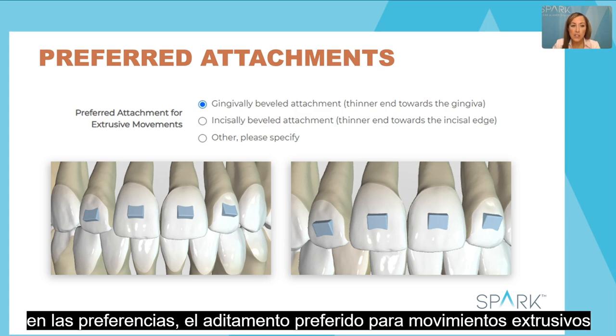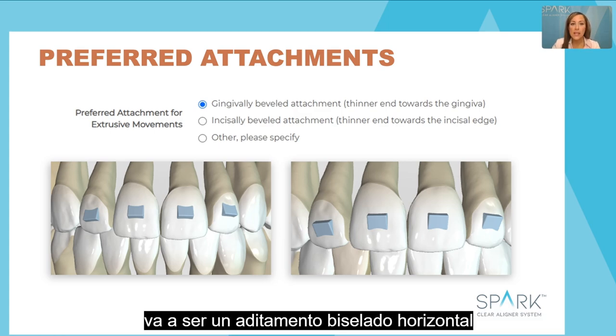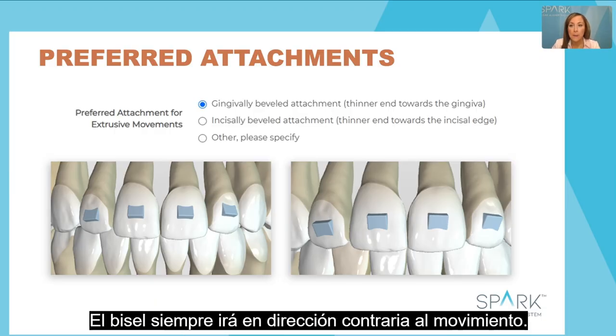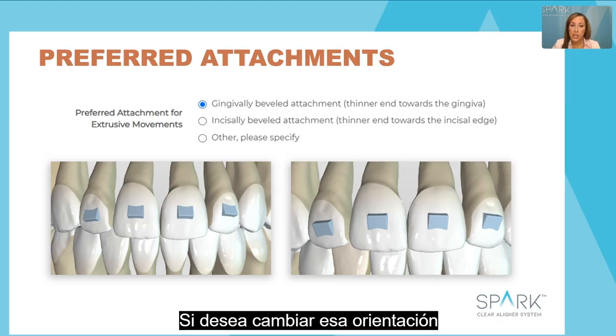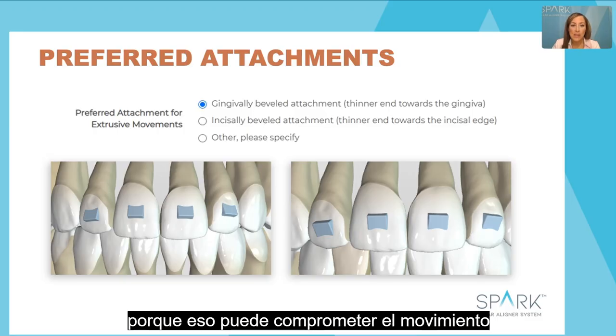The preferred attachment for extrusive movements is going to be a horizontal beveled attachment, which is the default setting. The bevel is always going to run against the movement. If you would like to change that orientation to an incisally beveled attachment, you would need to select that option. We do not recommend removing attachments because that can compromise the movement or you may have tracking issues.